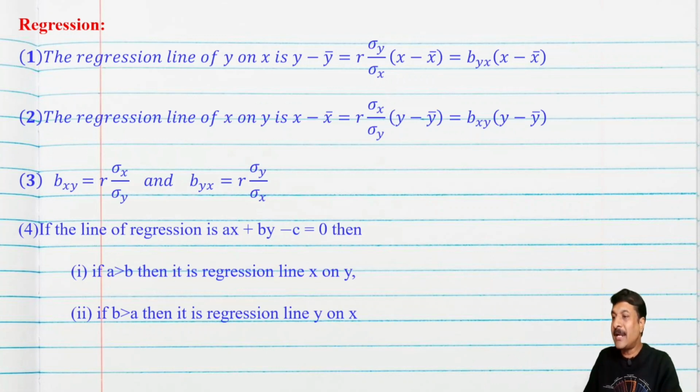Also note that the line of regression is ax plus by minus c equal to 0. If the line of regression is given as ax plus by minus c equal to 0, then if a is greater than b, it is the regression line x on y. If b is greater than a, then it is the regression line y on x. How we get that, I will explain, don't worry.